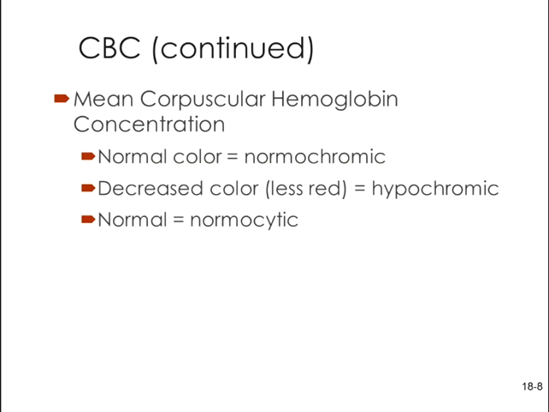Keeping in mind that when there's oxygen on the hemoglobin, you are going to see a bright red color, and then when there's no oxygen, you're going to see more of a flat red or a dark red color that's not as bright. Okay? So the mean corpuscular hemoglobin concentration is what that term is referring to, and we look at the color. If it's the normal color, we would just say it's normochromic, has a normal color looking to it. The decreased color, meaning that if it's lacking color, it's less red, we would refer to it as being hypochromic.